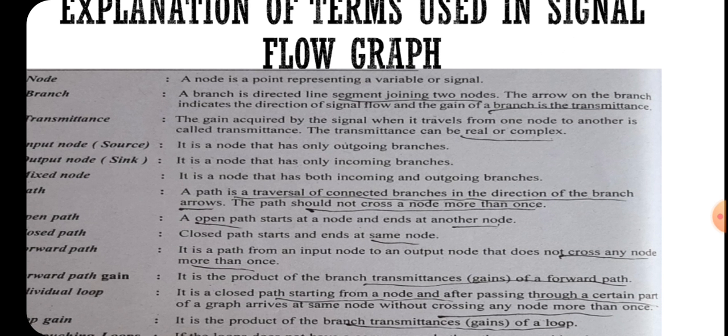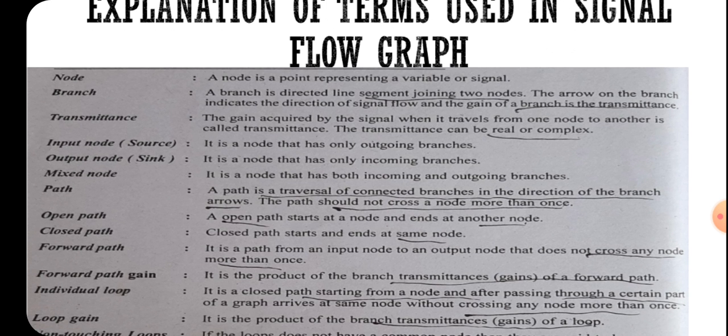Next is the branch. A branch is a directed line segment joining two nodes, and the arrow on the branch indicates the direction of signal flow, and the gain of the branch is the transmittance. Next is the transmittance. The gain acquired by the signal when it travels from one node to another is called the transmittance, and transmittance can be a real value or a complex value.